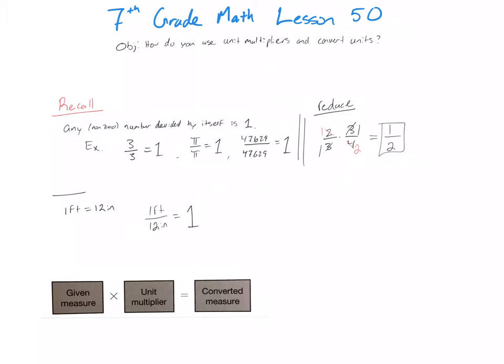So to convert units of measure, we're going to use a given measure, and then we're going to use a unit multiplier, which is something that looks like this: two measures that are the same divided by themselves. That will give you your new converted measure, but it will be the same value because you'll just be multiplying it by 1.